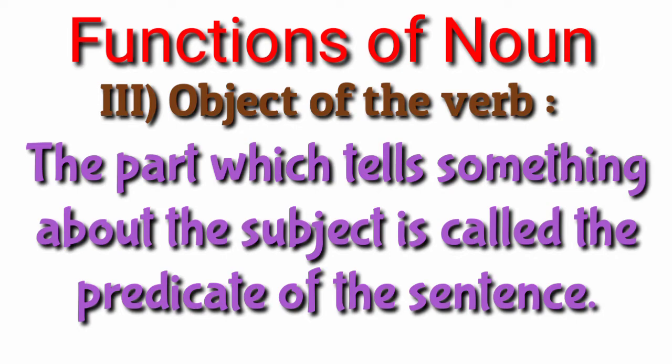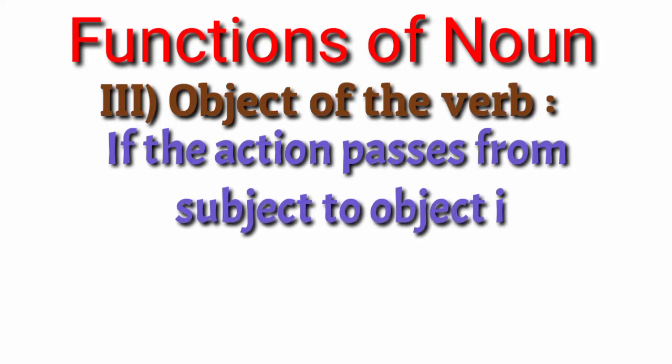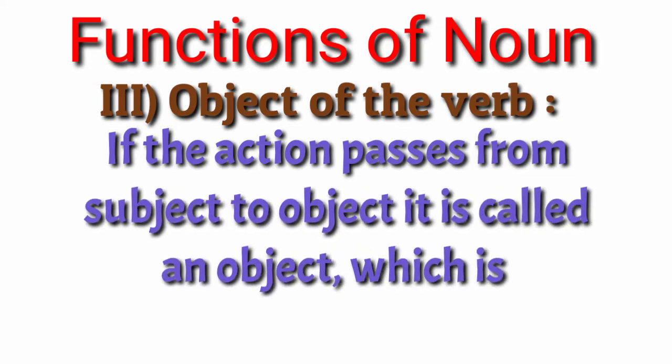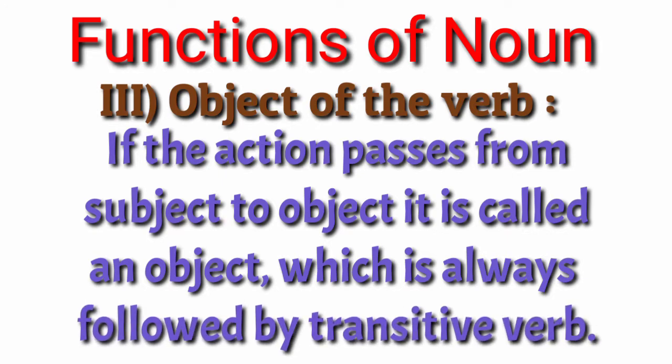We have already seen a sentence is divided into two parts, subject and predicate. What is the predicate? If we subtract the subject from the sentence, the remaining part is called the predicate. Then what is the object? If the action passes from subject to object, it is called an object, which is always followed by a transitive verb. Object always comes after the transitive verb, and complement always comes after the intransitive verb, which are also verbs of incomplete predication.